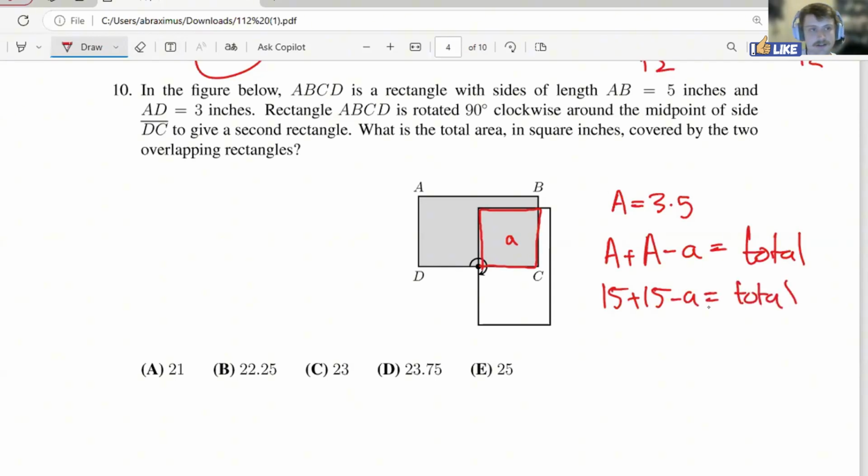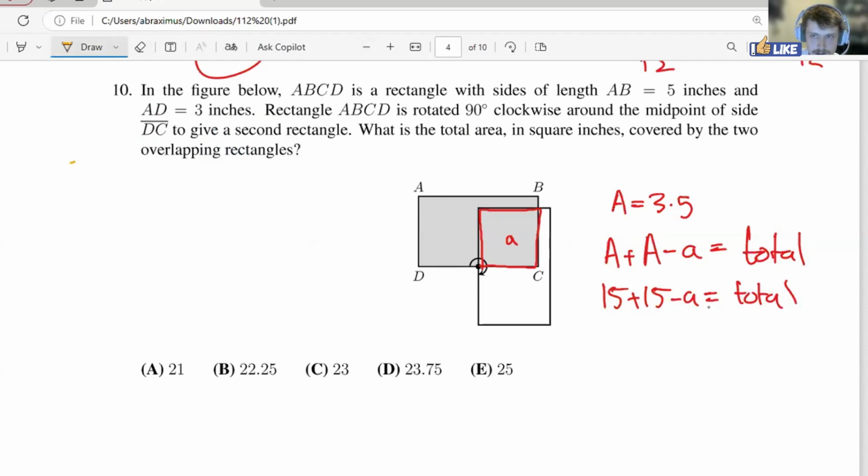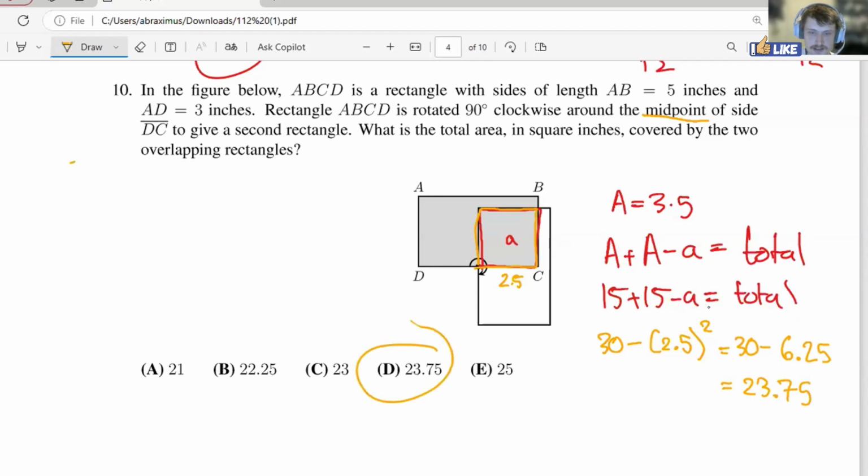How do we find what little a is? The key point comes from the use of this word midpoint. Midpoint means it's half of 5. So this is 2.5 right here, this side length. And so the area of this square is going to be 2.5 squared. So we have 30 minus 2.5 squared, which is equal to 30 minus, I just happen to know off the top of my head that this is 6.25. I'm going to trust that you guys know how to do long multiplication. And so we get 23.75, which is D.